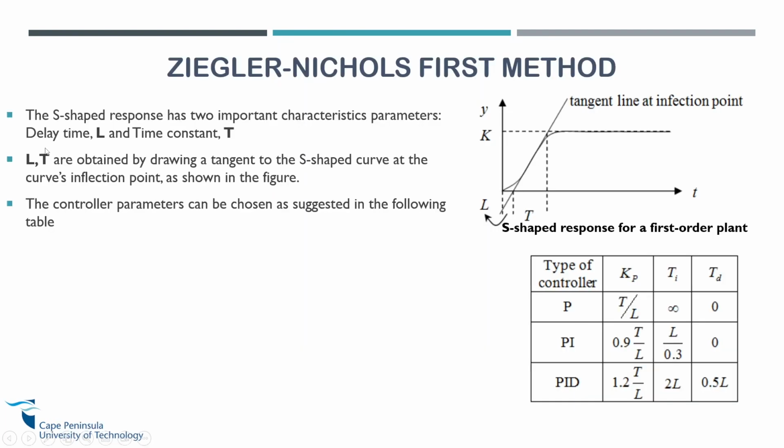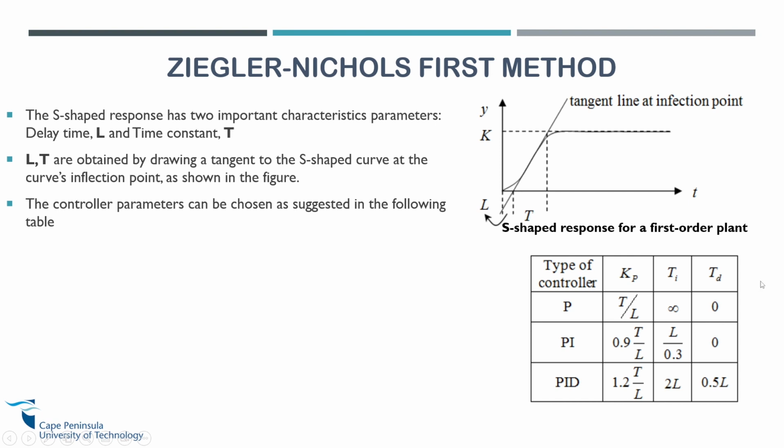Then this is the first method, whereby you get your S shape that has two important characteristics, which are your L and T. Your L is your delay time, your T is your time constant. So once you have this response, then you draw a tangent line, then you can determine your L and you can determine your T.